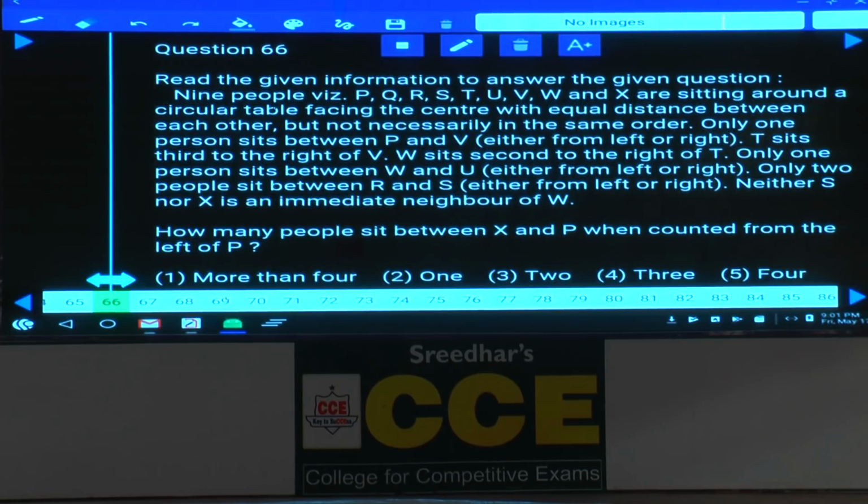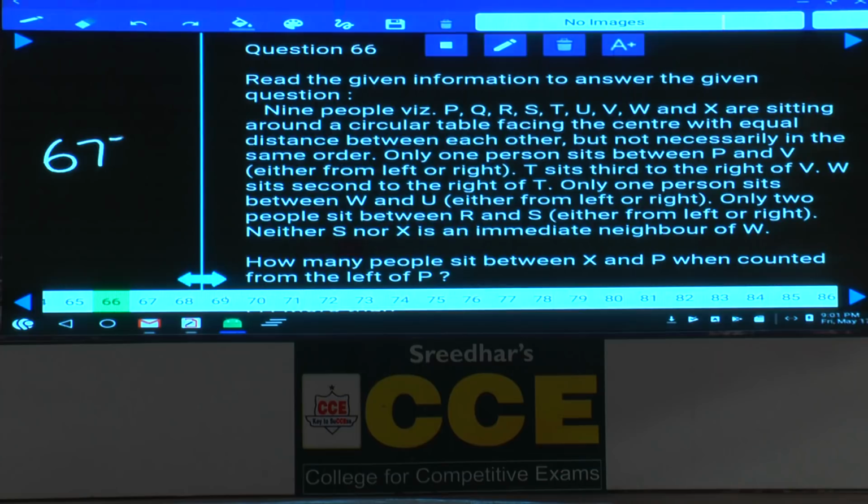Students, now paper number 679, question number 66 to 70.